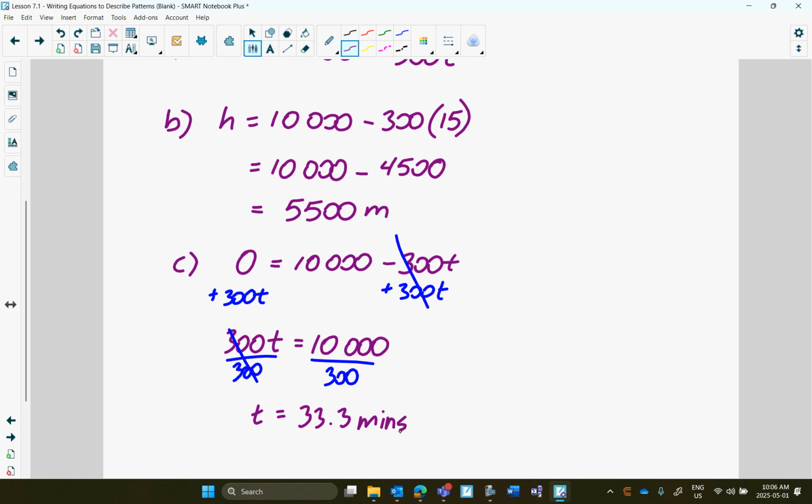Which is about right, because usually when the captain comes on and says we began our descent, it's usually about half an hour until you're on the ground. Any questions about this?